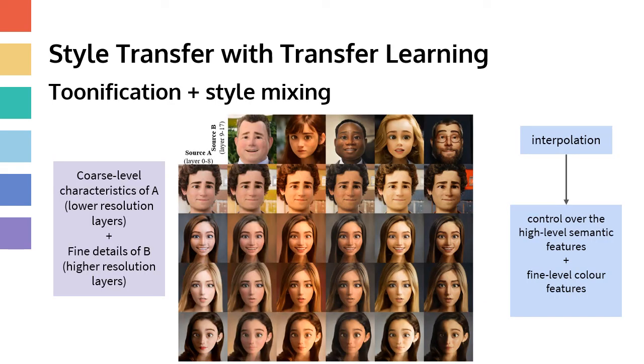This is an example output where the style mixing occurs at layer 8, which corresponds to resolution layer 64 of the tonification model. From the grid, we can see that the coarse level characteristics of the image are controlled by A, which is at a lower resolution layer, while the fine details and color scheme are controlled by B, which is at higher resolution layers. So each subset of resolution layers controls meaningful attributes, and when we interpolate the layer where the style mixing occurs, we can have control over both the high-level semantic features and fine-level color features in real time for different image resolutions.